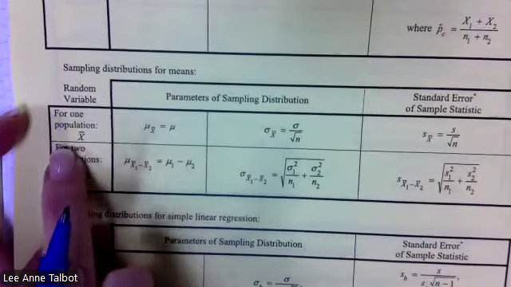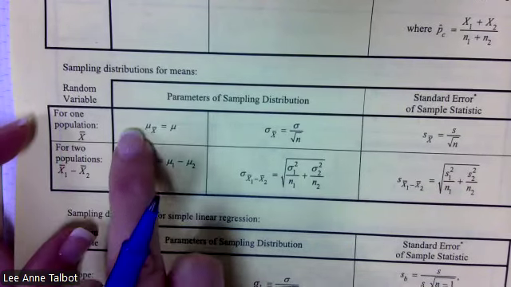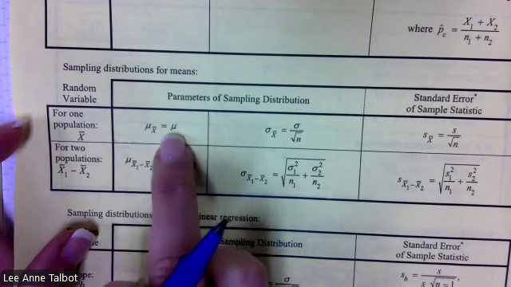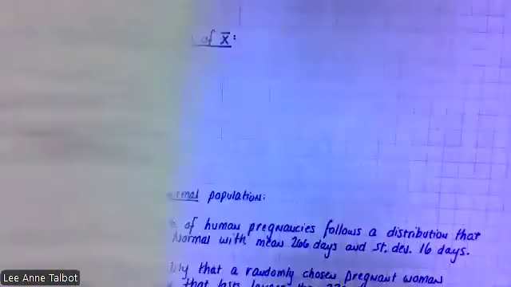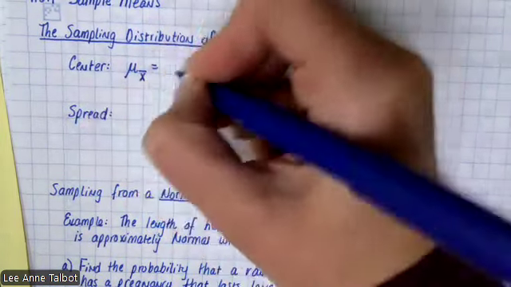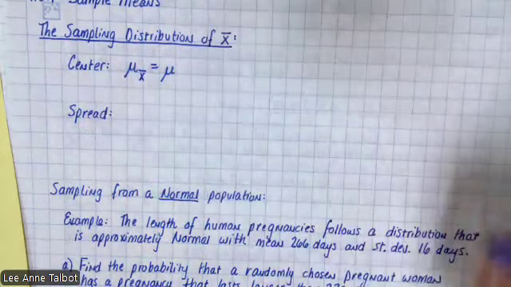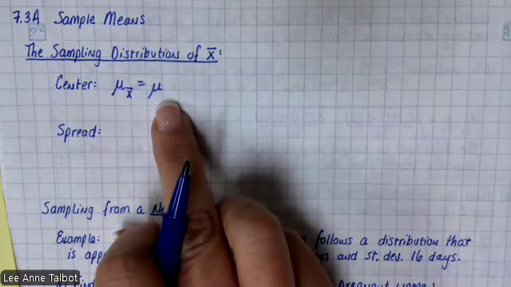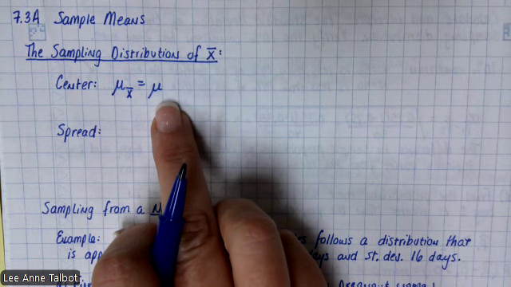Parameters of sampling distribution for one population X bar. So this is the center. The center of that dot plot is going to be the true mean. So mean of X bar equals the mean. And we can use that because the mean is an unbiased estimator. We already showed that back when we were talking about those four guys and their heights.